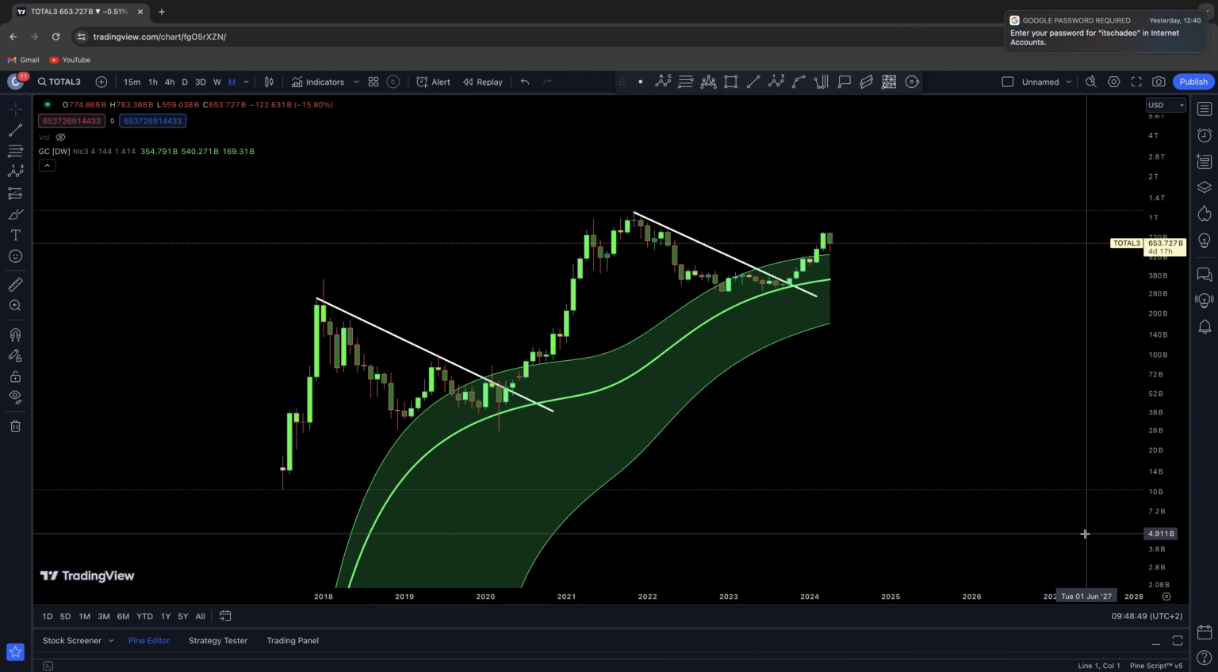Don't worry if this all looks confusing and you're seeing big green bands and ribbons and trend lines everywhere. Let me explain. You guys just relax. Let me do the work for you.